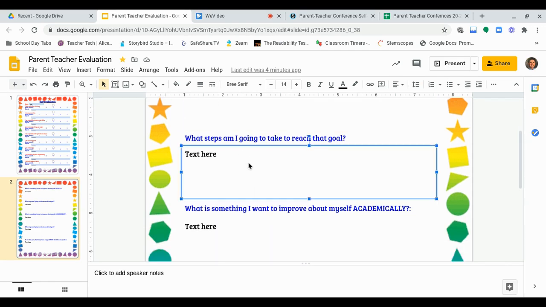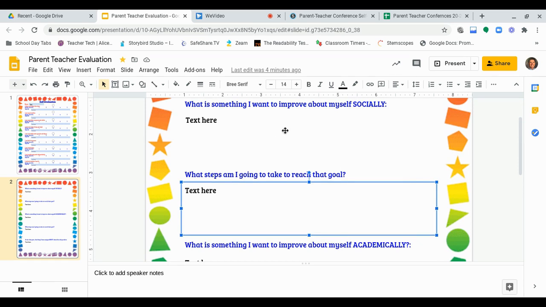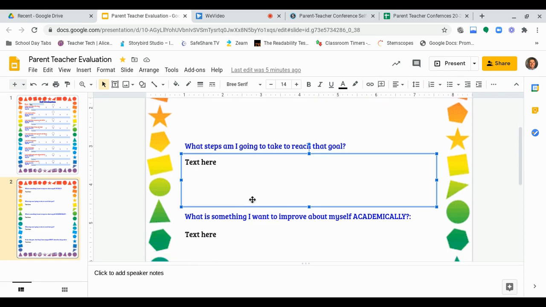What steps am I going to take to reach that goal? So what's something you want to improve about yourself socially? Explain it, and explain what you're going to do to try to improve. So what are you going to do to try to improve there?